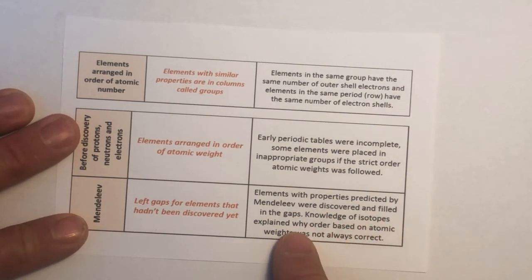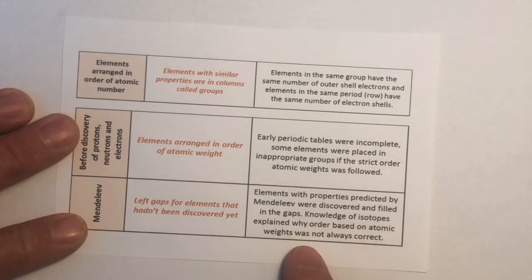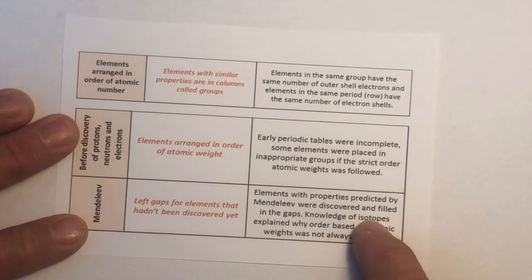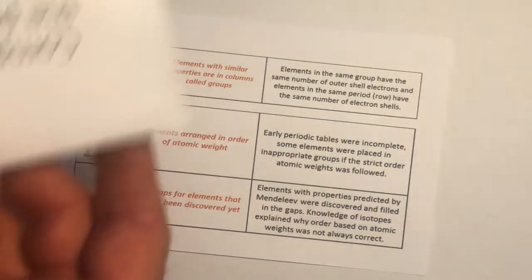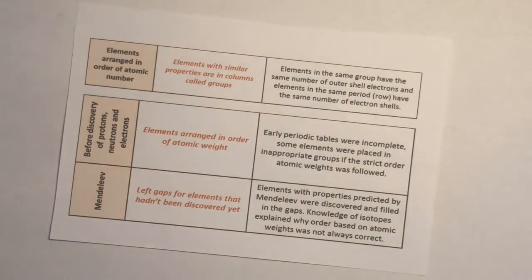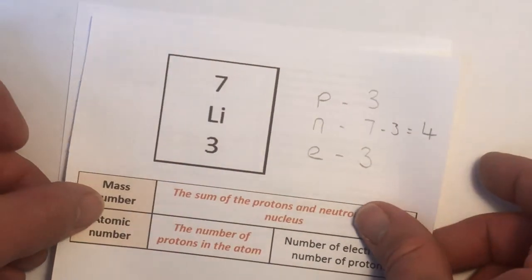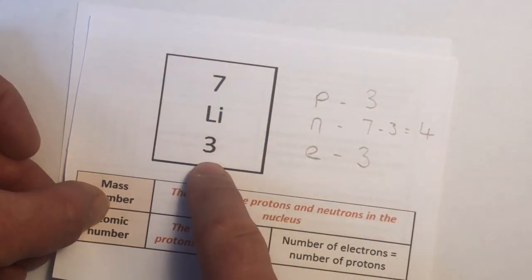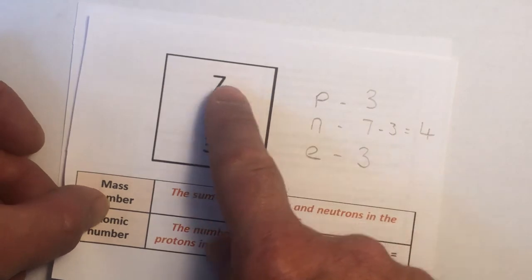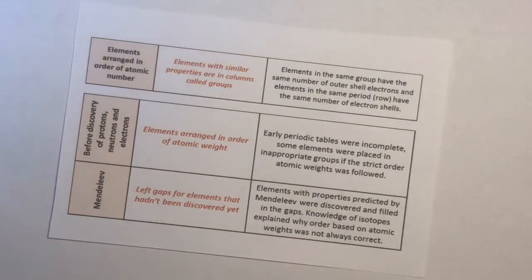Knowledge of isotopes explained why order based on atomic weight was not always correct. Now, an isotope is where you have 2 different versions of the same element. So where we talked about lithium before, right, in a previous video, what we can then do is you could have an isotope where that 7 would be an 8. It would still be lithium because it's got the same number of protons, but then it's got an extra neutron. So an isotope is basically an element with a different number of neutrons.